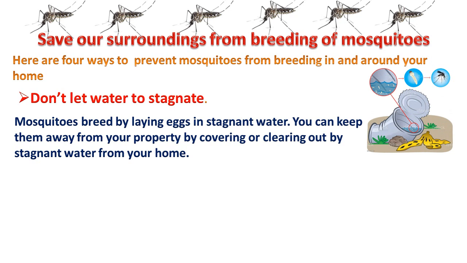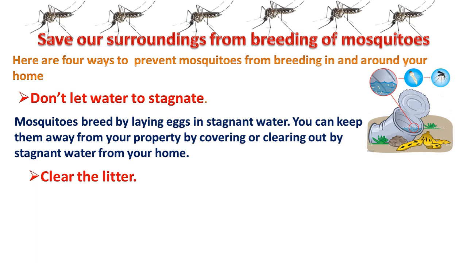First step, do not let water stagnate. Mosquitoes lay eggs in stagnant water. These eggs will convert to mosquitoes within a few days. So don't keep water open. You should cover it, otherwise clear it out.